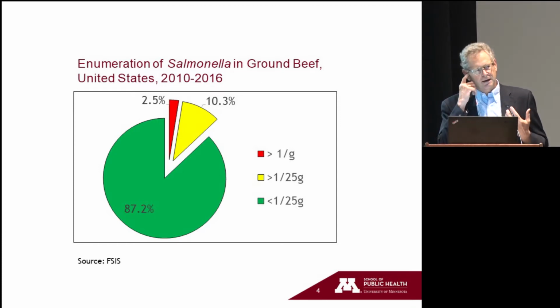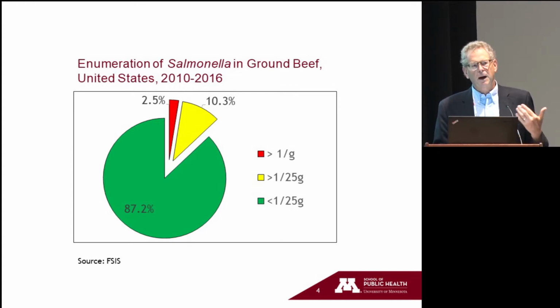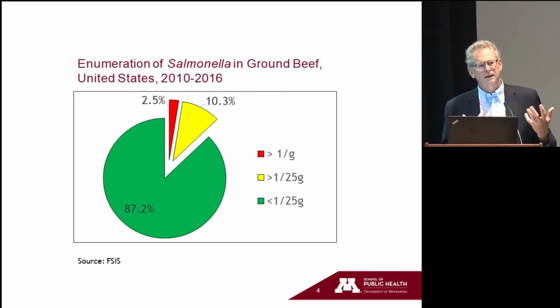And so when we look at these positive samples, this is data from FSIS that has done some enumeration work looking at salmonella in ground beef. And the vast majority of salmonella positives that are being detected throughout this time frame are positive at really low levels, 87% with enumeration data less than 1 per 25 grams of product. So that suggests that even the positive samples that are being picked up are being positive at very low levels. And that translates directly into the risk of illness.